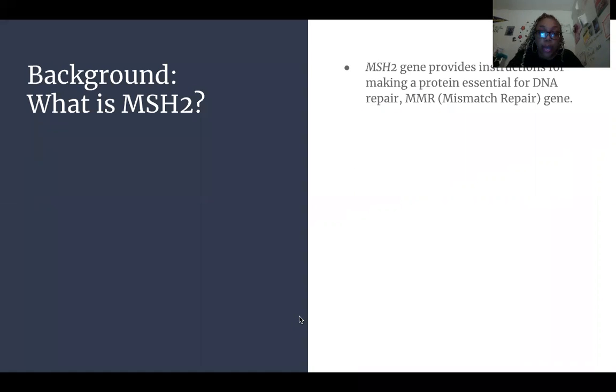So just some quick background about MSH2. MSH2 is a gene that provides instructions for making a protein essential for DNA repair. And the DNA needs to be repaired because sometimes there are errors that occur in the copying of DNA. And MSH2, the gene, is part of a set of genes involved in mismatch repair.